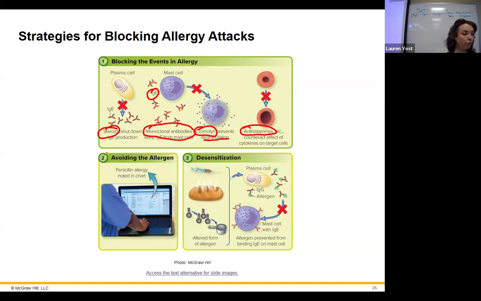You could just avoid the allergen. I don't know what else to tell you, just avoid it. And then the third option would be desensitization, like we were talking about.